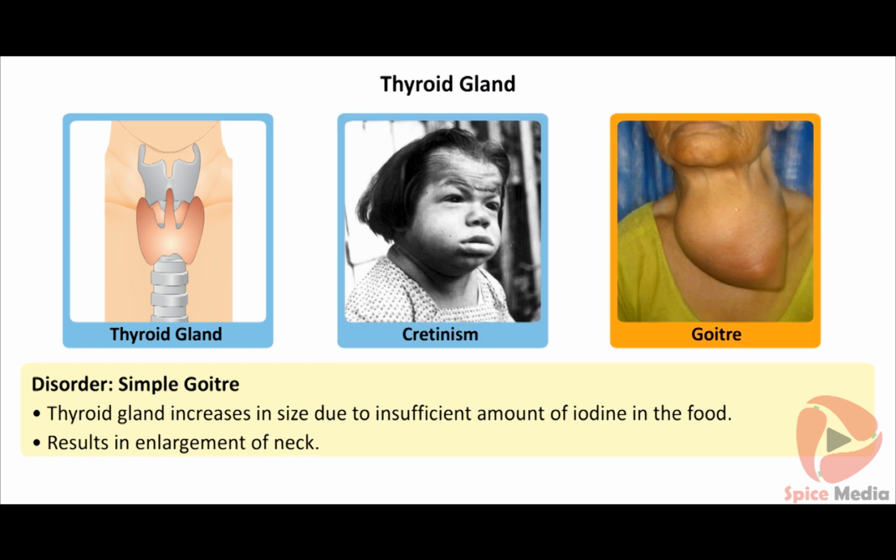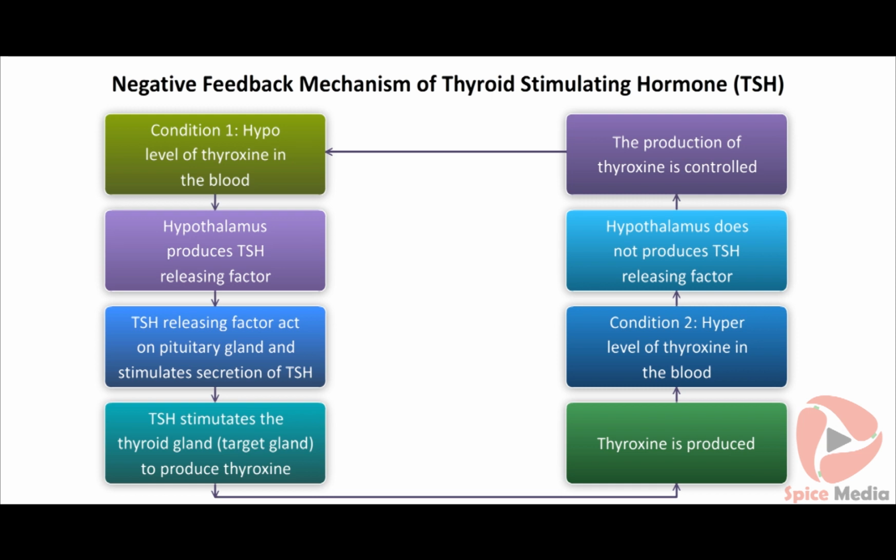Insufficient amount of iodine in the food we take results in the increase in the size of the thyroid gland. This disorder is said to be simple goiter. It is clearly visible by the enlargement of the neck region. Thyroid-stimulating hormone is a glycoprotein which is made up of 211 amino acids. TSH acts on the thyroid gland, which is the target organ, and stimulates the thyroid to secrete thyroxine.